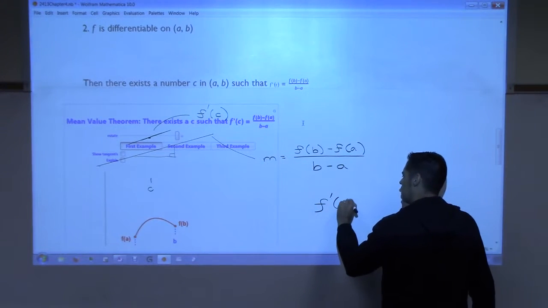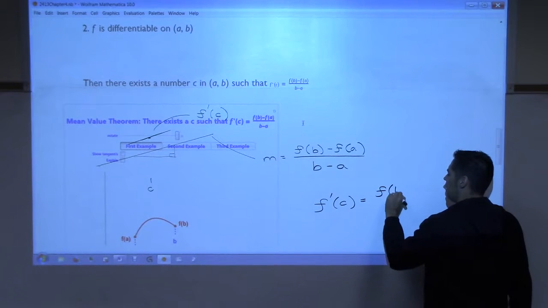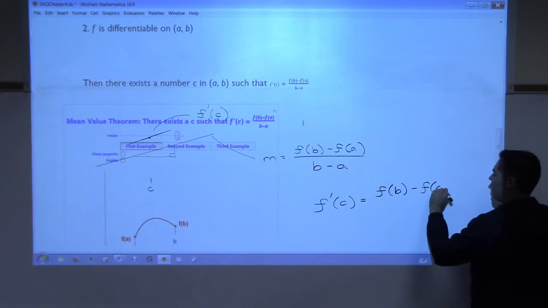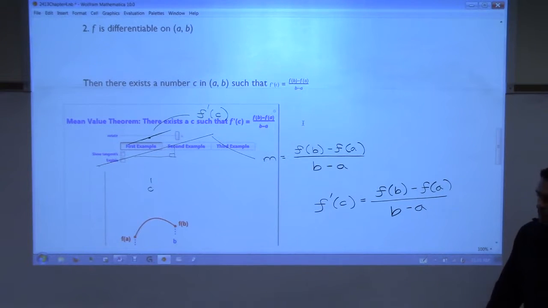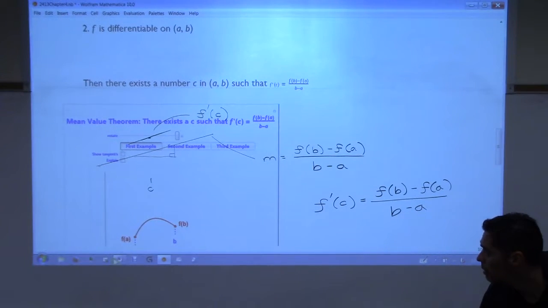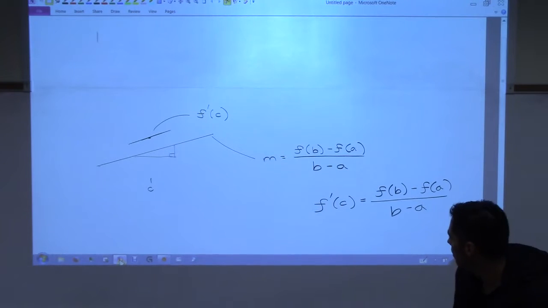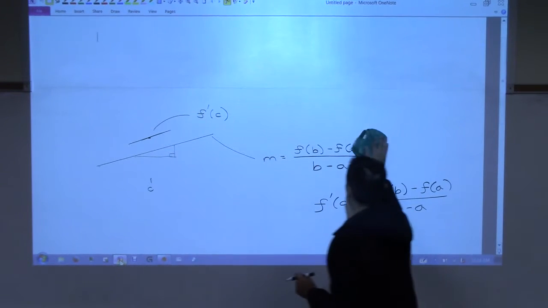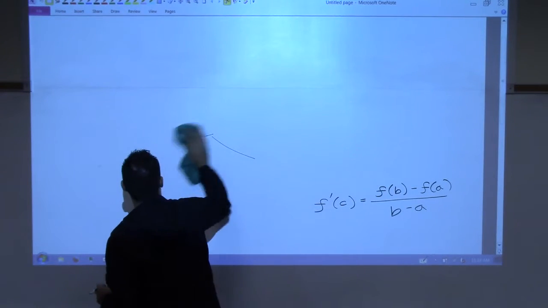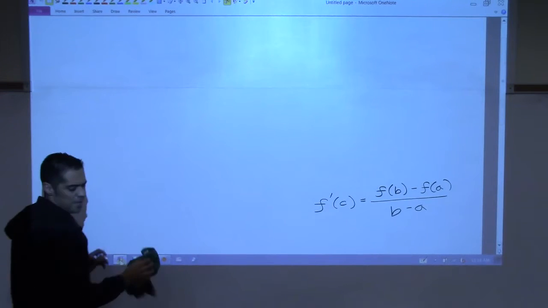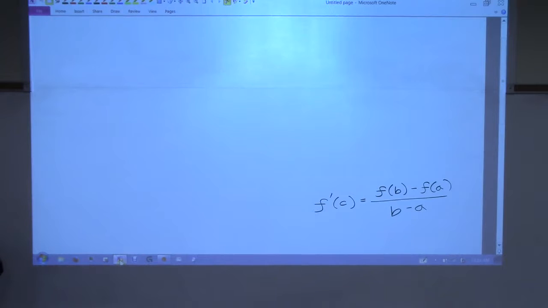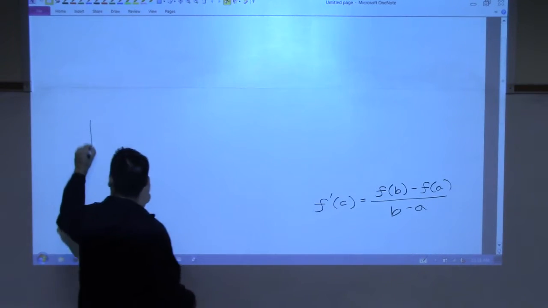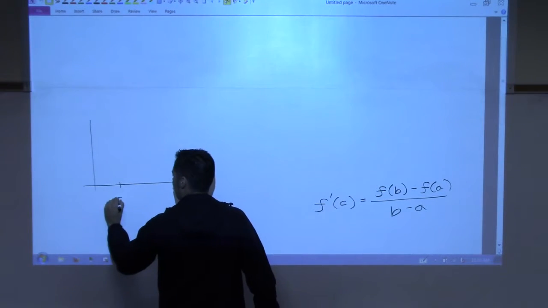f prime of c equals f of b minus f of a over b minus a. That's the mean value theorem right there. And I'm going to draw the picture next to it just so we're all clear on what's happening here. The mean value theorem says, if you have a continuous function on a closed interval, so here's our function, closed interval from a to b.